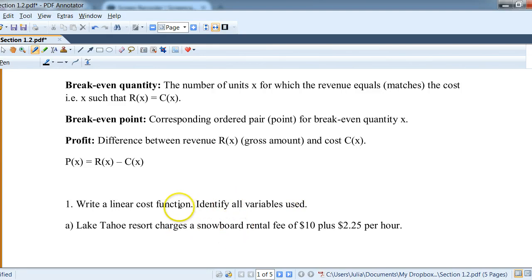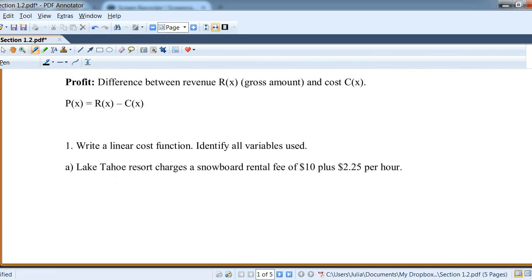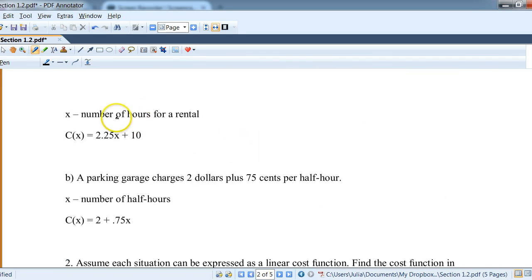For example, how do we write the linear function? Let's say Lake Tahoe Resort charges a snowboard rental fee of $10 plus $2.25 per hour. So if we define x as the number of hours per rental, then it should make sense that the cost function would be 2.25 times x plus 10, the flat fee on top of that.